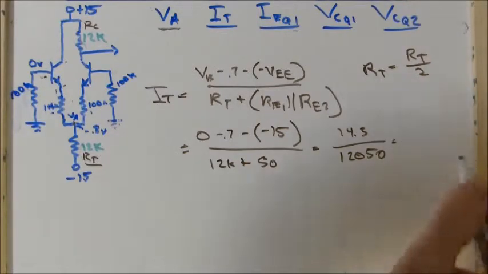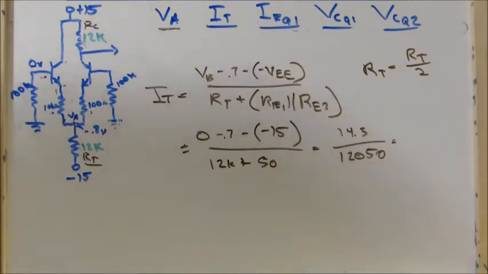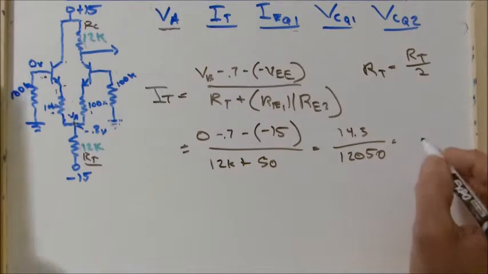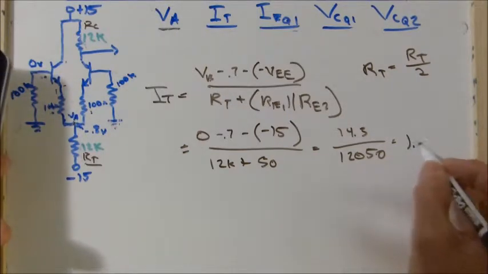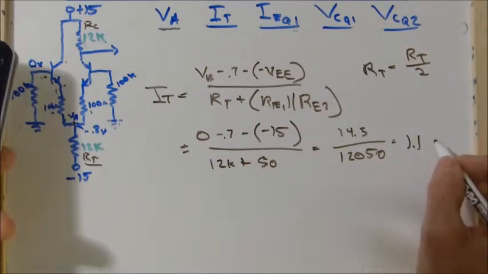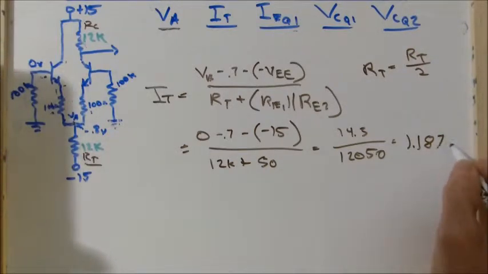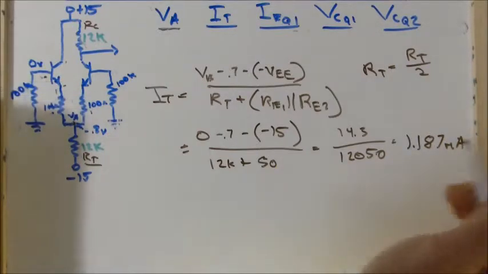12050. Let me grab my calculator and we'll punch a number out for that because we need that number. So 14.3 divided by 12050. I have a total current calculated in this as 1.187 milliamps, I'm going to go ahead and round right here.